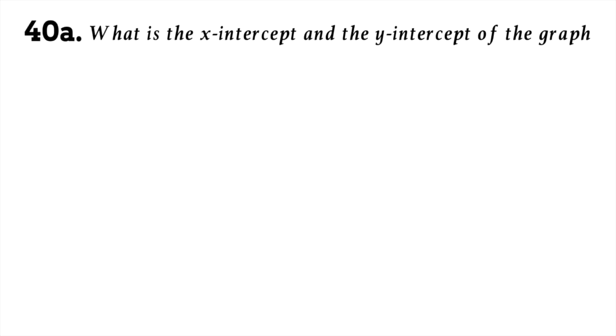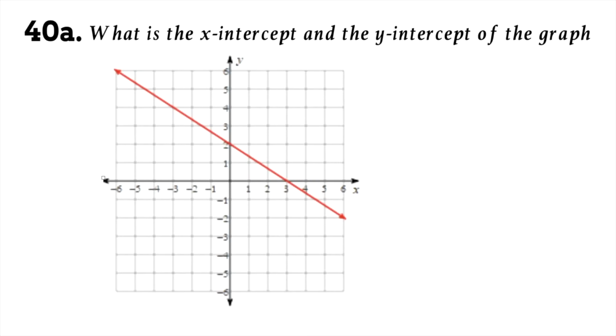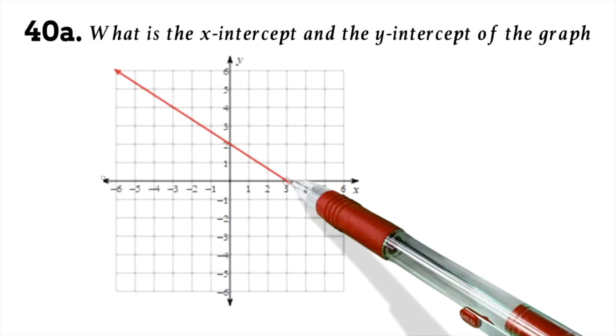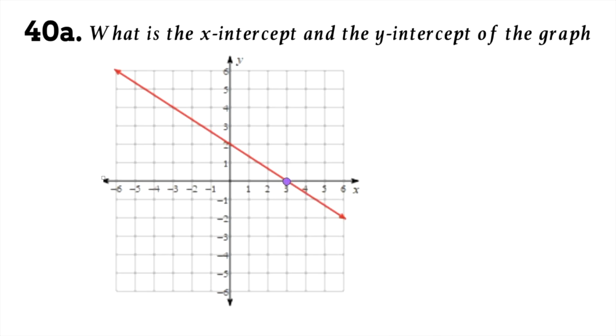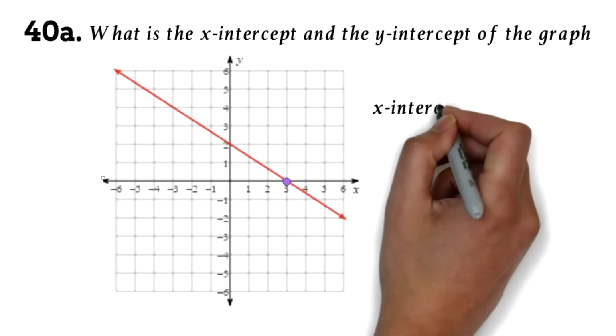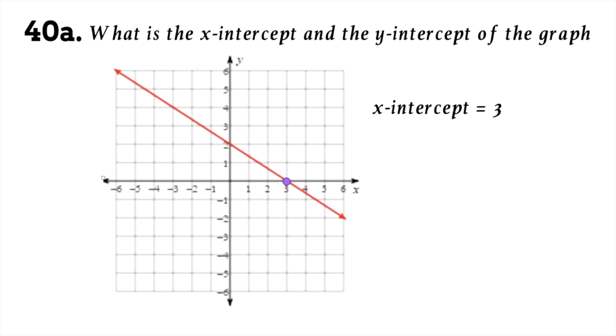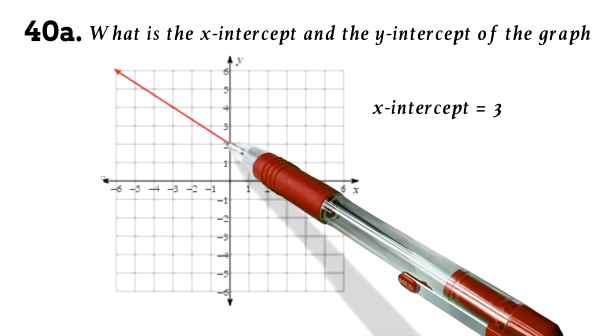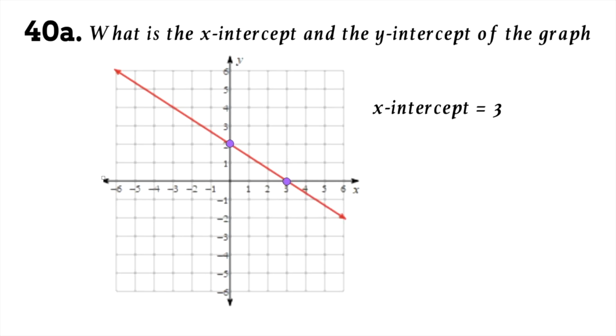Question 40. What is the x-intercept and the y-intercept of the graph? The x-intercept is where the line meets the x-axis. Here, the line meets the x-axis at 3. So the x-intercept is 3. The y-intercept is where the graph meets the y-axis. Here, the line meets the y-axis at 2. So the y-intercept is 2.